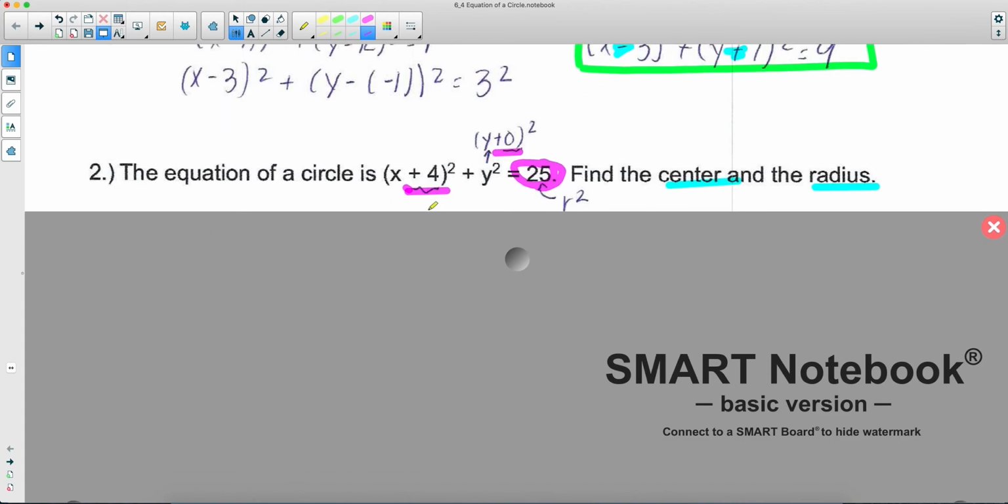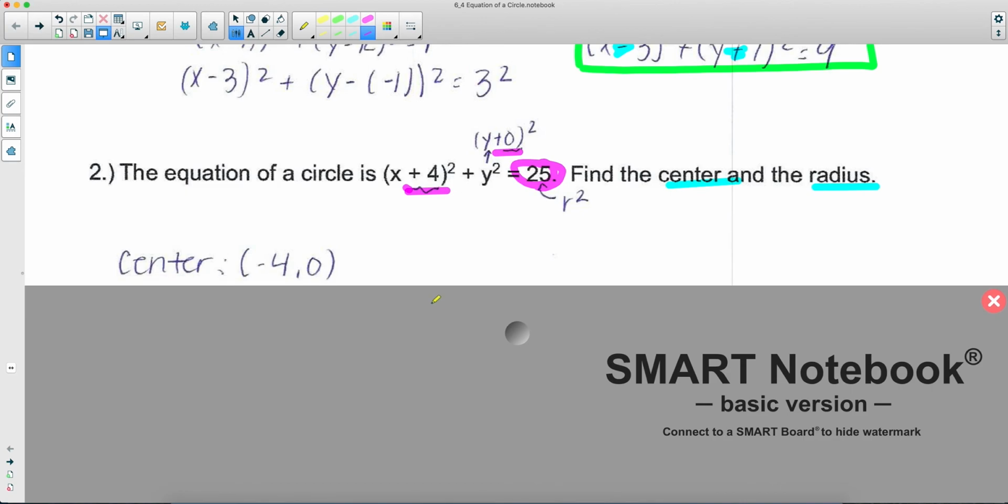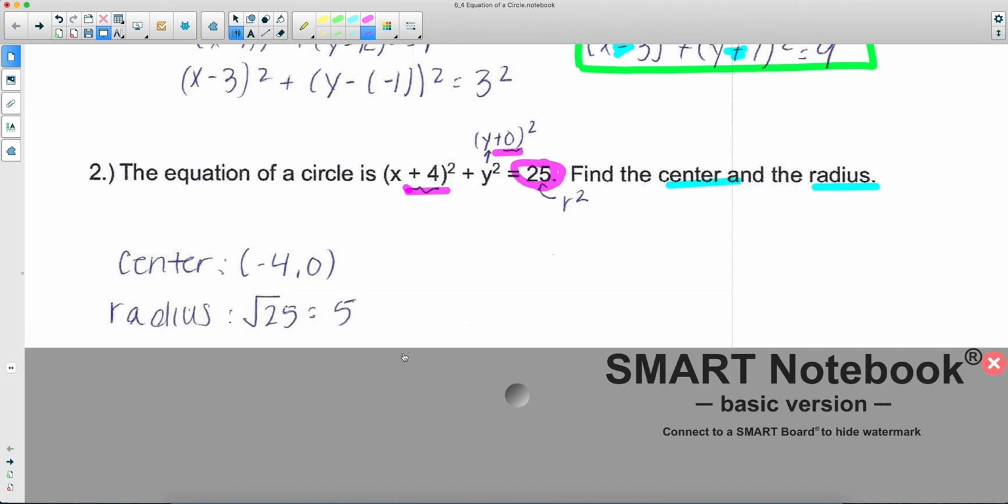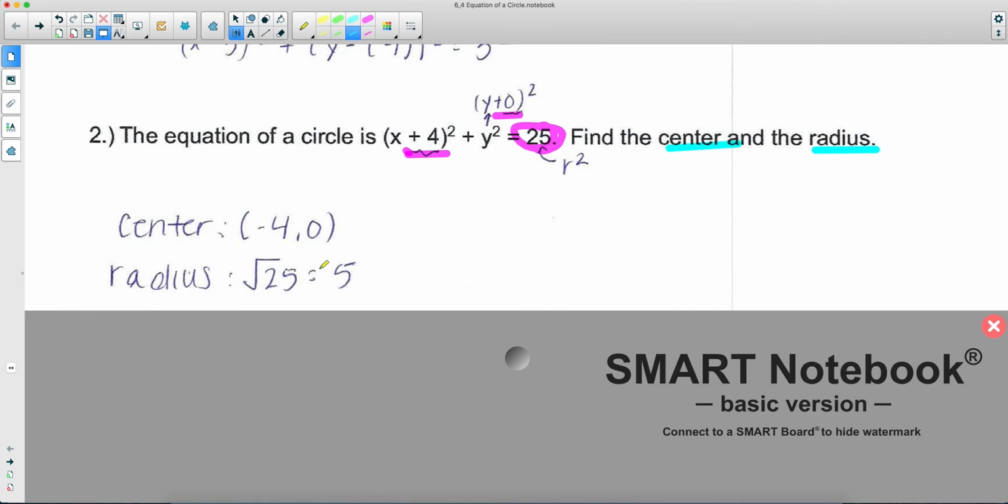And if you got -4, 0 as your center, you are correct. And then the radius isn't 25, it's the square root of 25, which is just 5. Okay. And again, reiterating that for my center, I take the opposite sign, and it comes here, so -4. And because there's nothing next to y, it's really y plus 0. So 0 is my k value, essentially the y spot for my center. Okay? All right.